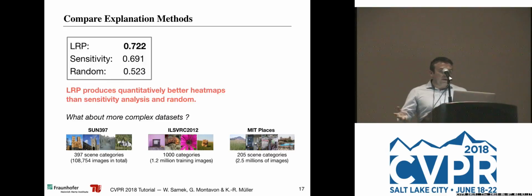So we did these experiments, and here we see that according to this area measure, LRP is better than sensitivity analysis and random heat maps. But of course it's only MNIST, so you can ask yourself, what about more complex data sets? How does it perform on more relevant data? We also did experiments on more complex data, like the SUN data set, the ImageNet data, and also MIT Places.